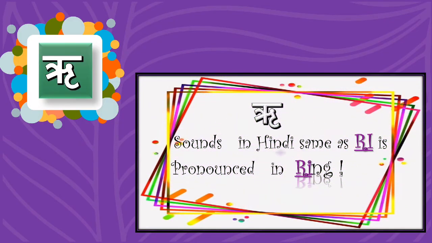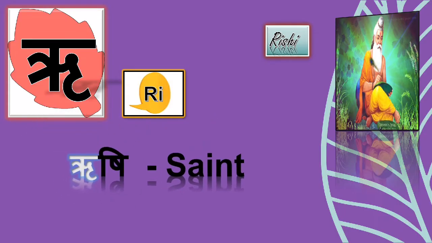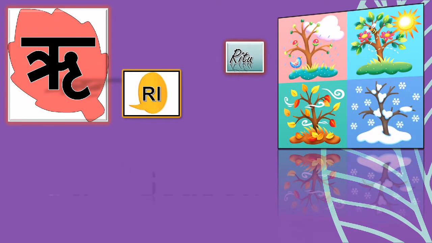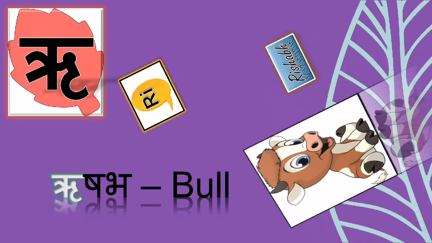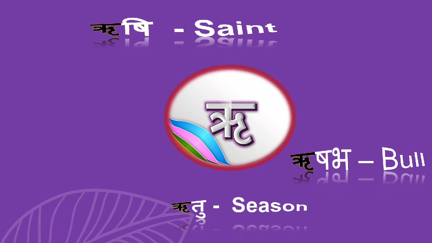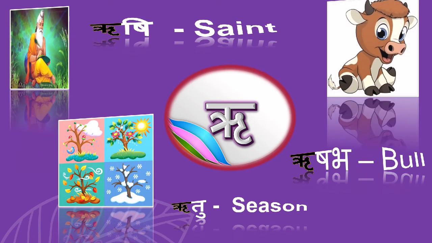The sound of Ri is the same as the sound in ring. We say Rishi, which means a saint. We say Ritu, which means seasons. We say Rishab, which means bull. Let us revise all of them. We say Rishi, we say Ritu, we say Rishab.